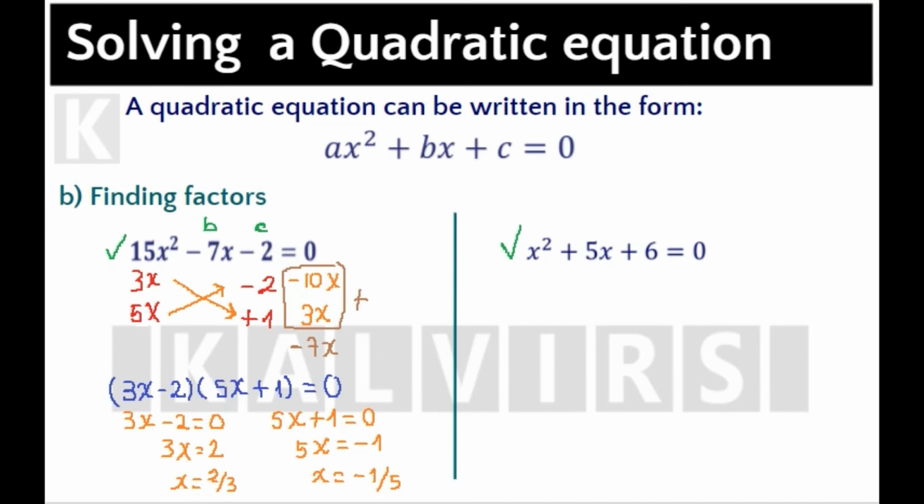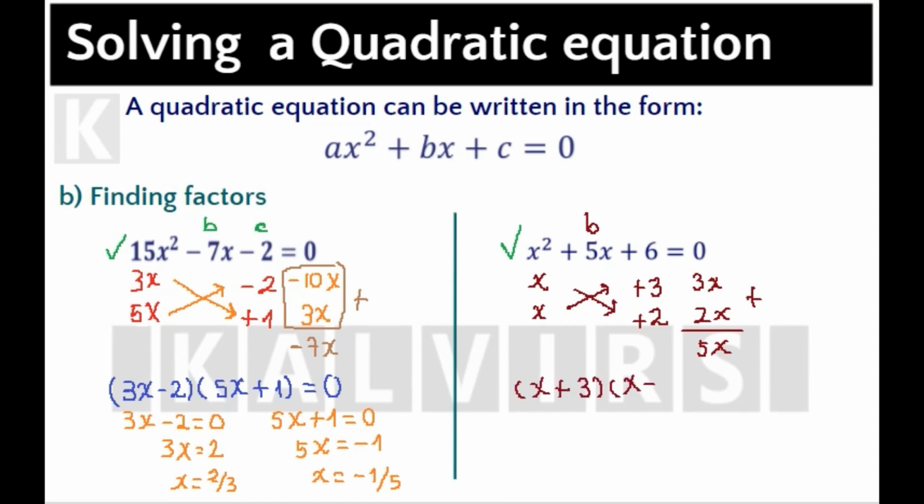In the following example, we have positive 3 and positive 2, whose product is 6. 2 times 3 is 6. Then we have x and x. X times x is x squared. Cross multiply: 2 times x and 3 times x. The sum of these two numbers equals b, 5 times x. So finally, x plus 3 times x plus 2 equals 0.